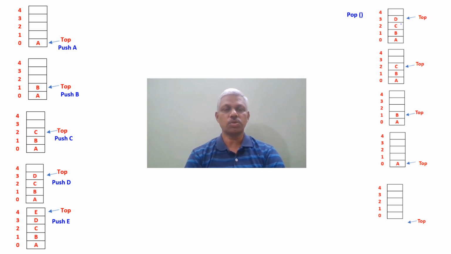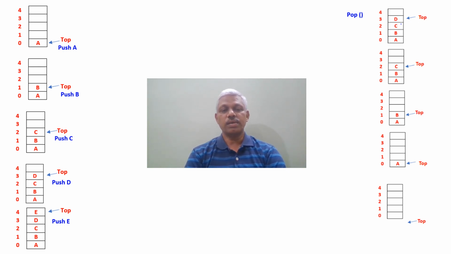So item is pushed, top becomes 0. If you push one more item B, then top becomes 1 and the element is inserted. Like this, push C, again top will be incremented to 2, push D, top will be incremented to 3. Again, if you want to push one more element at this stage, top will be incremented to 4.